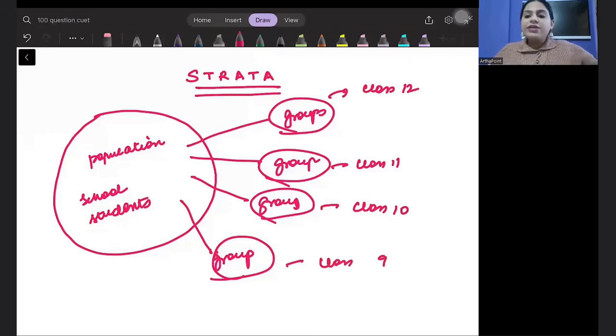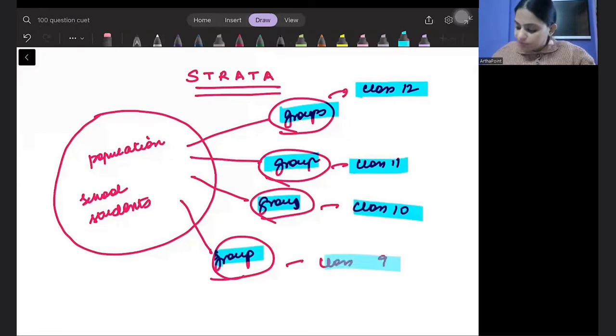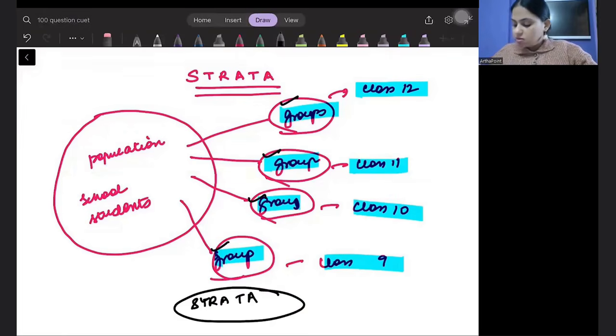So I have divided my population based on a characteristic, and this characteristic is which class the children study in. So group 1 represents class 12, group 2 represents class 11, group 3 represents class 10, and group 4 represents class 9. Then each group is called a strata. Is that part clear, beta?